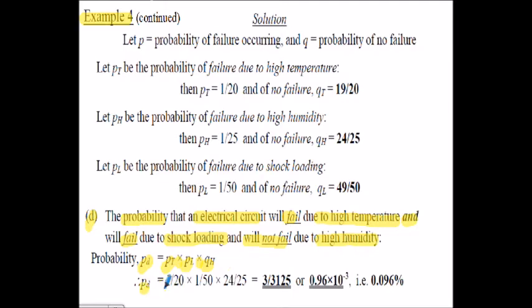So PD is equal to 1 upon 20 from above, multiplied by 1 upon 50 from above, multiplied by the 24 upon 25 from above. That gave me a ratio of 3 divided by 3,125 as a probability, or 0.96 times 10 to the minus 3, or 0.096% probability.